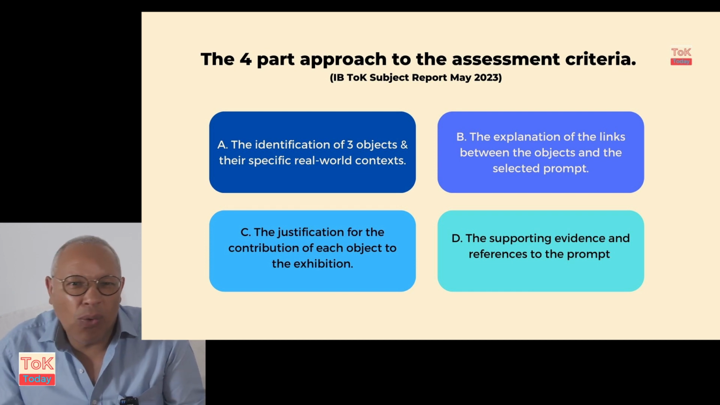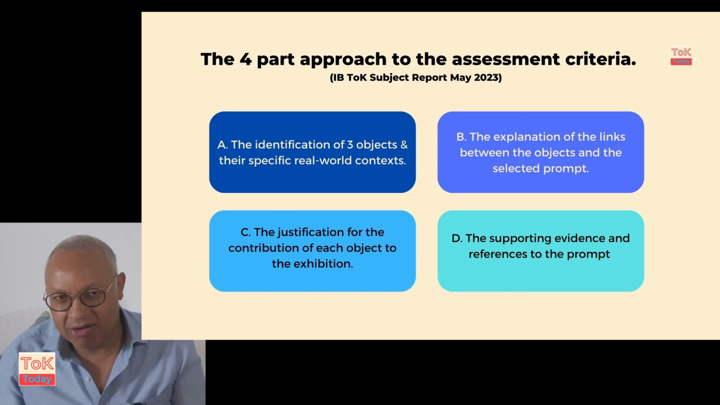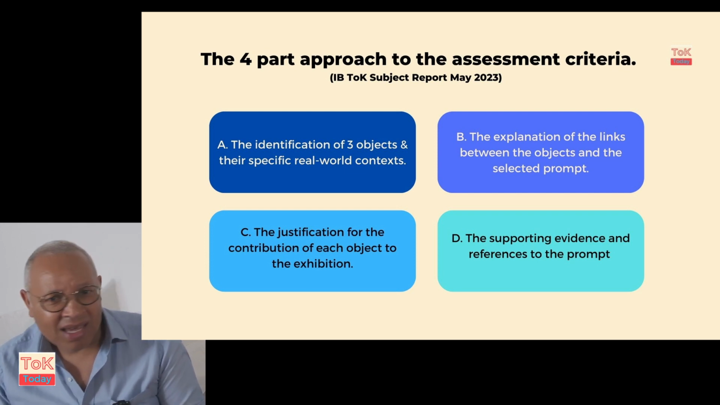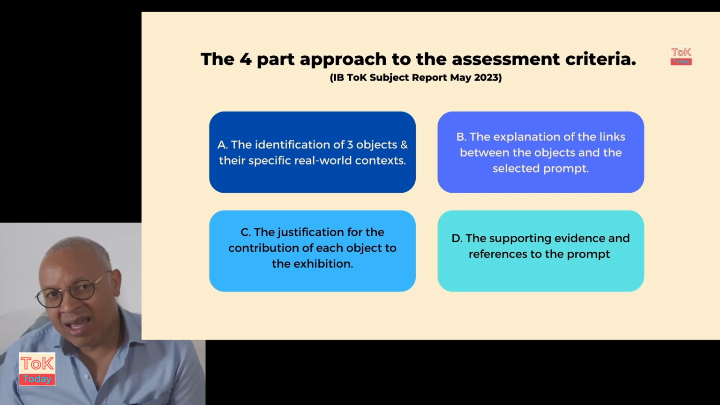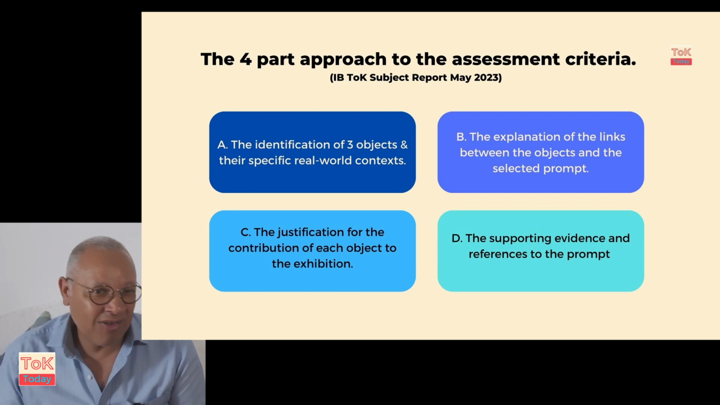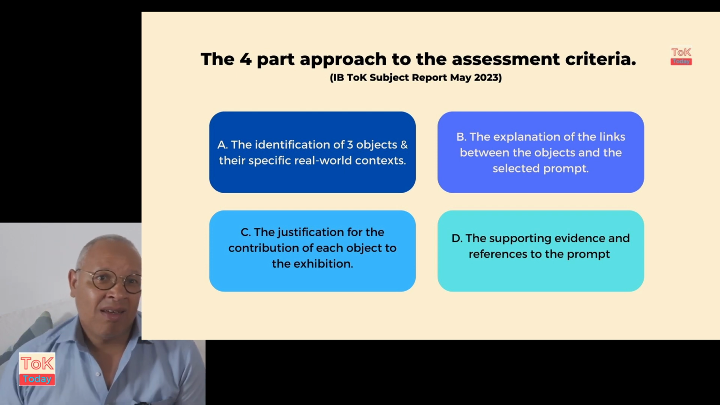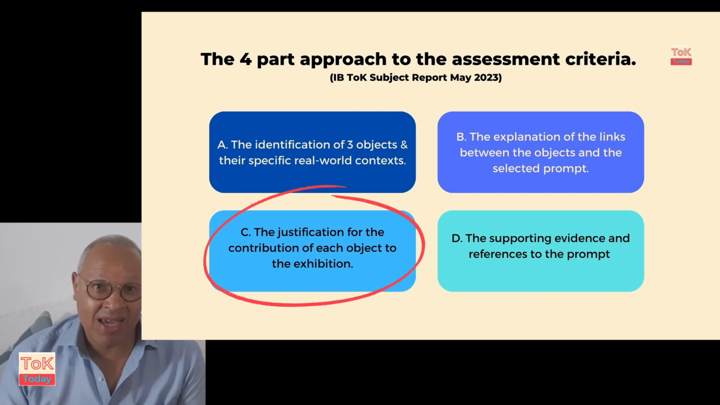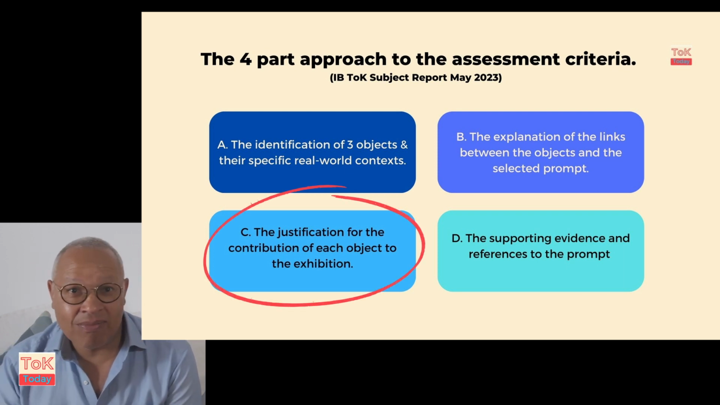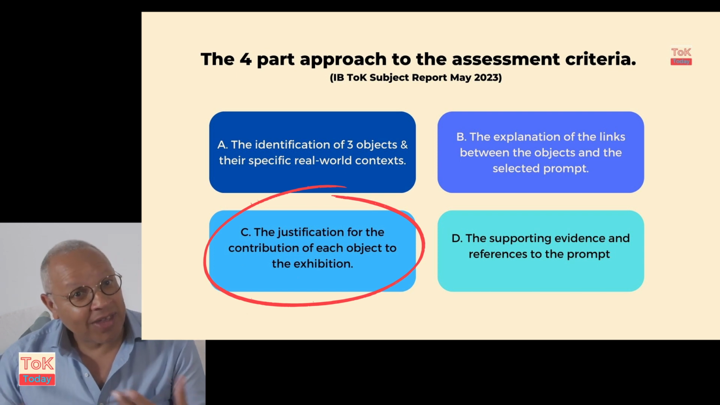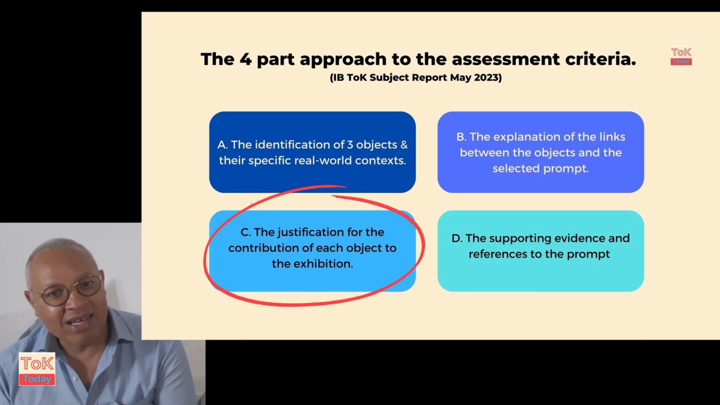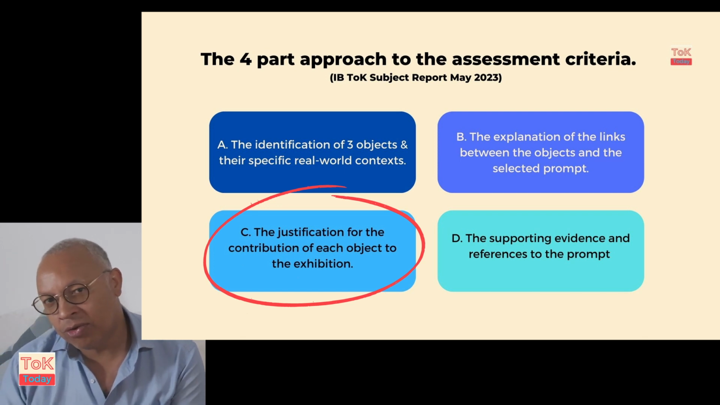I don't give equal weighting to each of the 4 criteria. I generally think that criterion A to C are more important than D, and if you've done A to C, then you've probably done D. Further, if they've done C, then they've probably also done A and B and D. So C is the most important criteria because justification for the inclusion of the object in the exhibition is needed for 5 to 10 marks to be awarded.